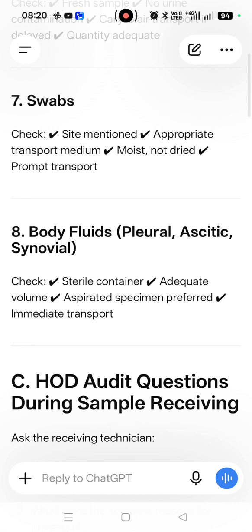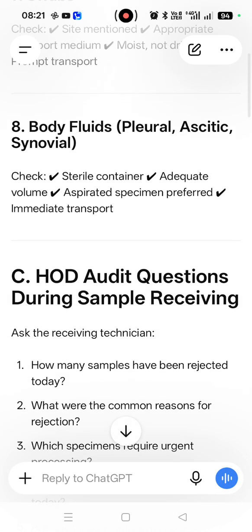Then moist, it should be moist. If it is a swab, it should be moist, not dried, otherwise you won't find the organism. Prompt transport should be done because of this reason.